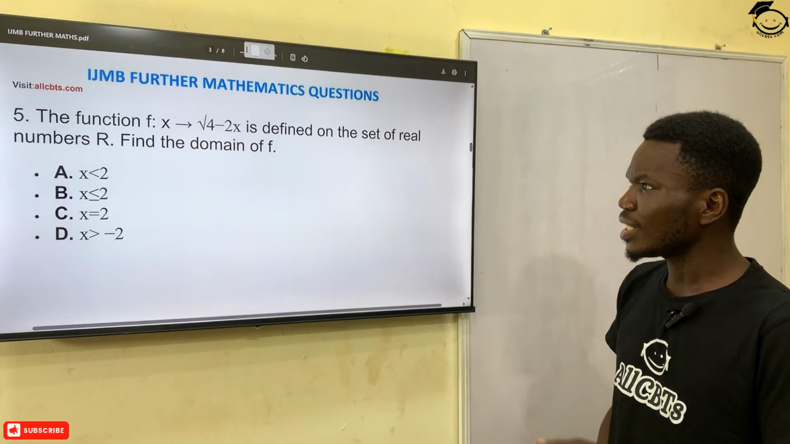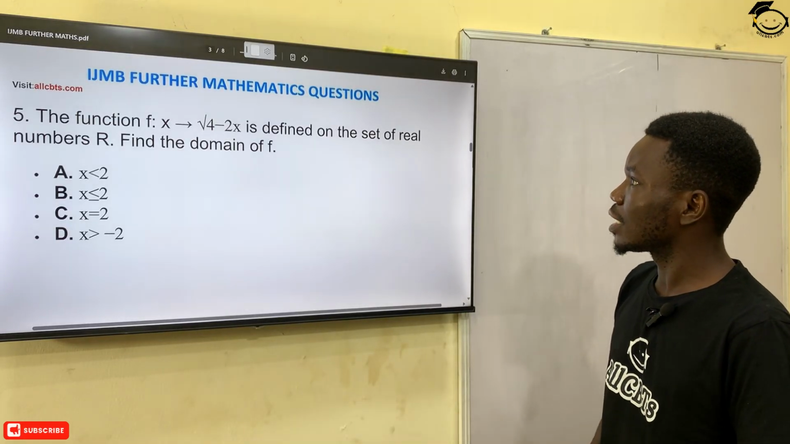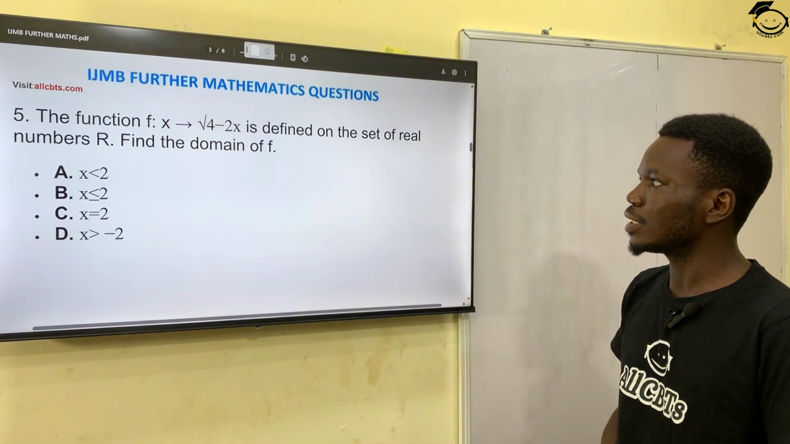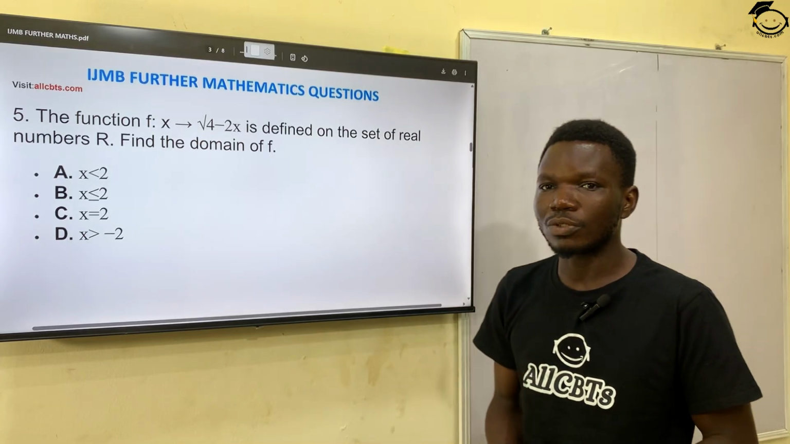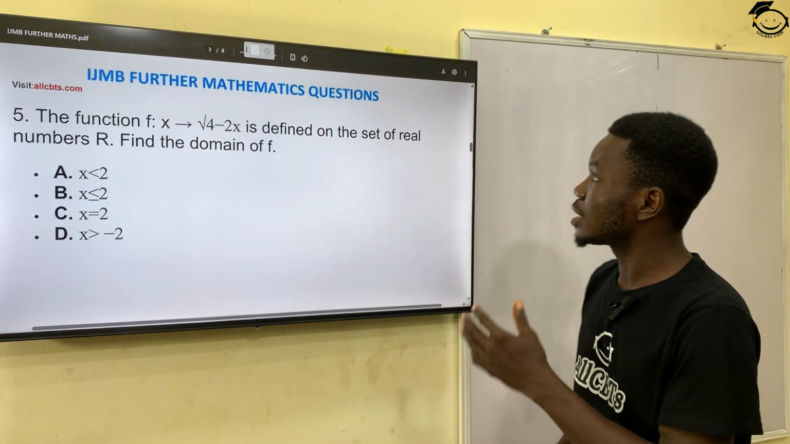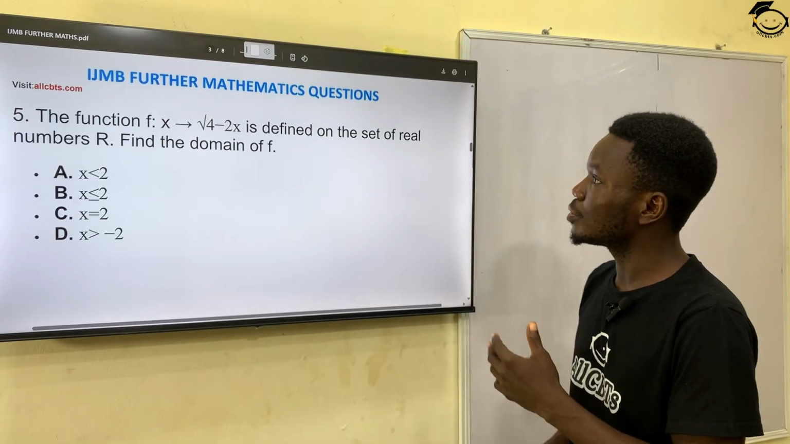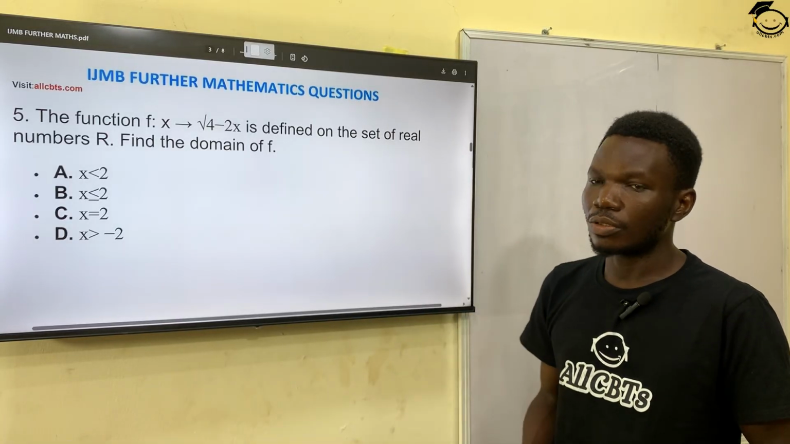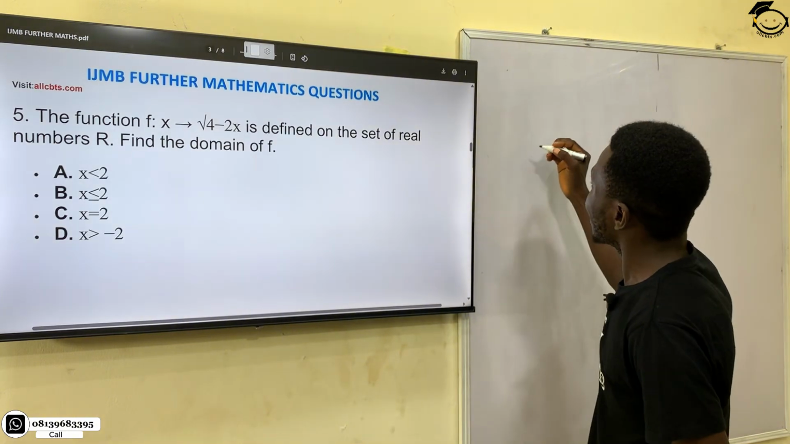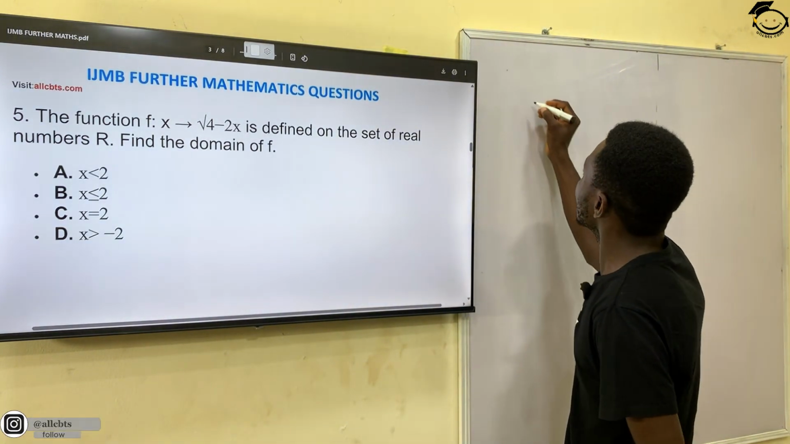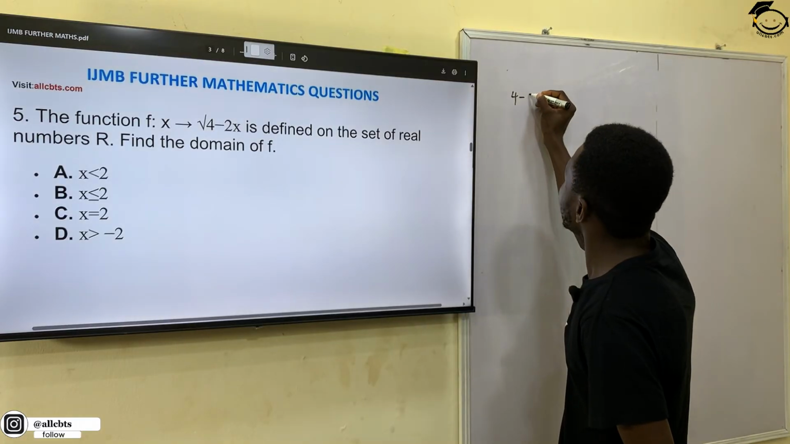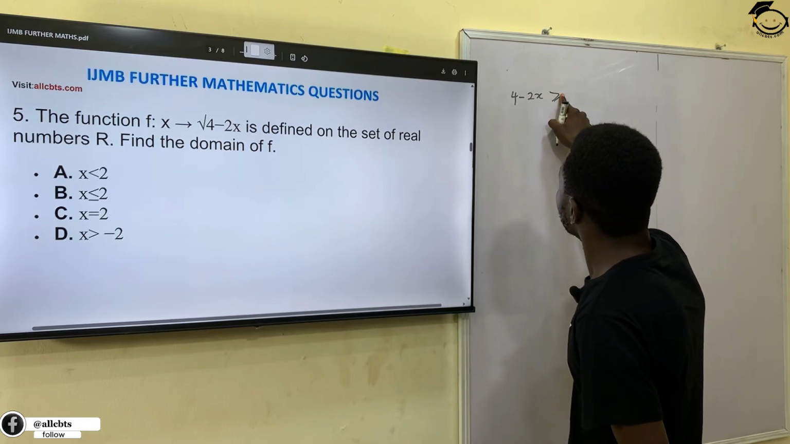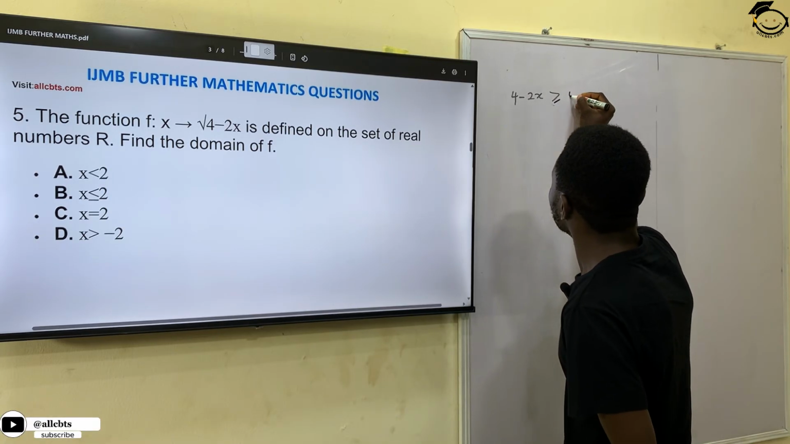Question number 5 says, the function f of x is such that the square root of 4 minus 2x is defined on the set of real numbers. Find the domain of f. Now, whenever you are given a question and it says it is defined, for any equation to be defined, it means that it must be greater than 0. So what do I mean? It simply means that 4 minus 2x, which is the expression within the square root, must be greater than 0.